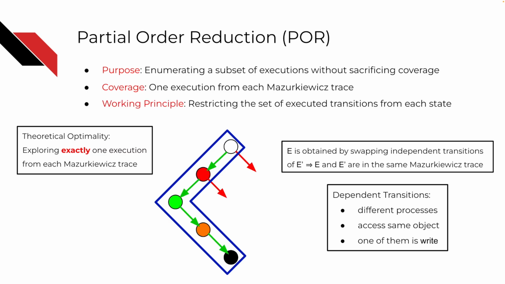Then, how do we explore these subsets of executions using POR algorithms? We achieve it by restricting the set of enabled transitions that are executed from each state during the exploration. As you can see from the figure, we explored only one execution, and for any visited state, only some subset of its enabled transitions are executed. In the figure, executed transitions are shown in green, and the restricted ones are shown in red.